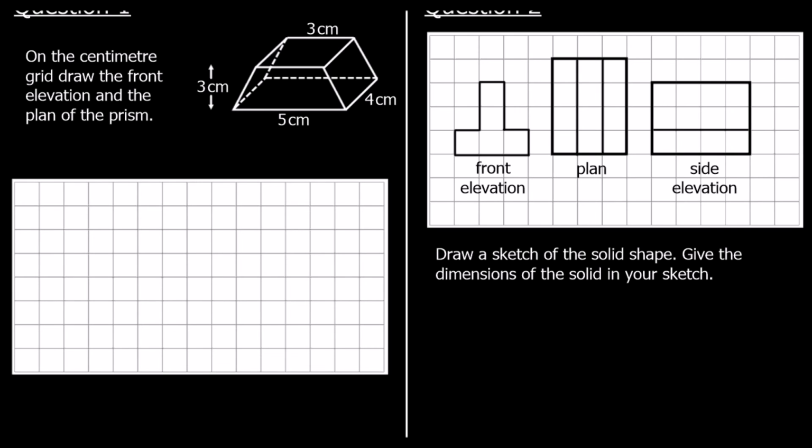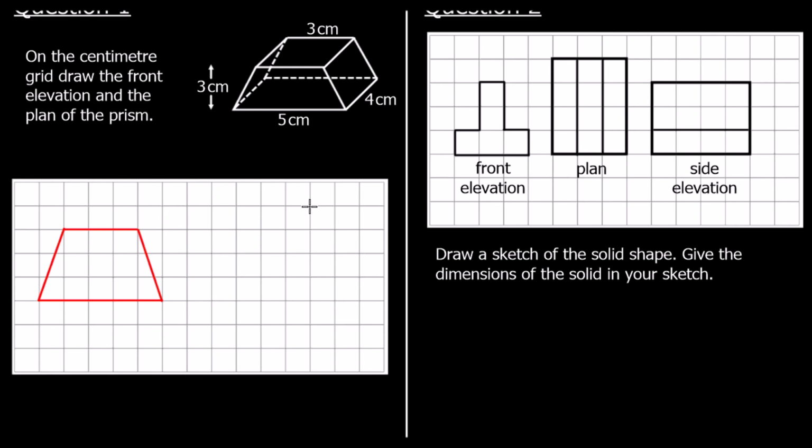So what does it look like from the front? It's got 5 centimeters along the bottom. It's 3 centimeters tall, and it's got 3 centimeters along the top. So we've got a trapezium. Goes 3 centimeters tall and 3 centimeters along the top. So this is our view from the front.